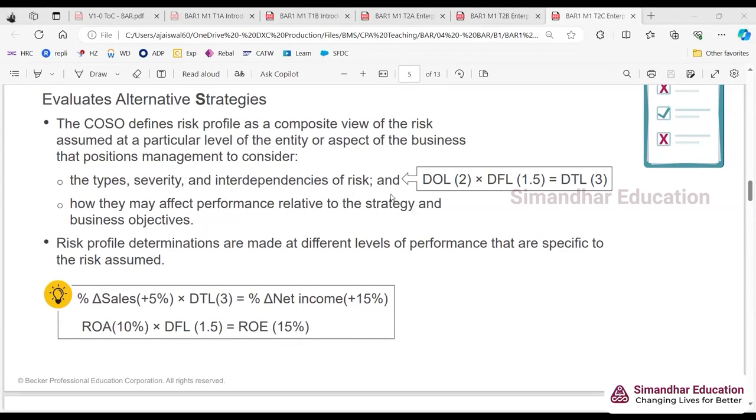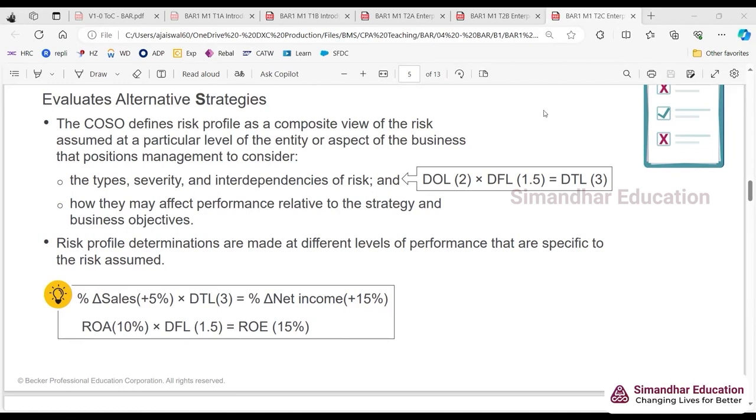Then again, in a similar way, if we have more debt in our capital structure instead of equity, is our risk higher or is our risk lower? What do you think? Correct, because interest we will have to pay whether we have profits or not.